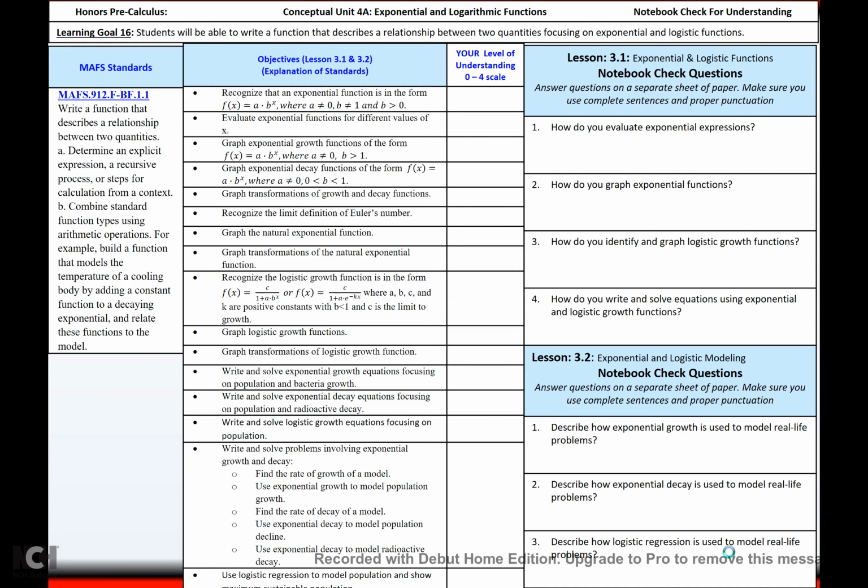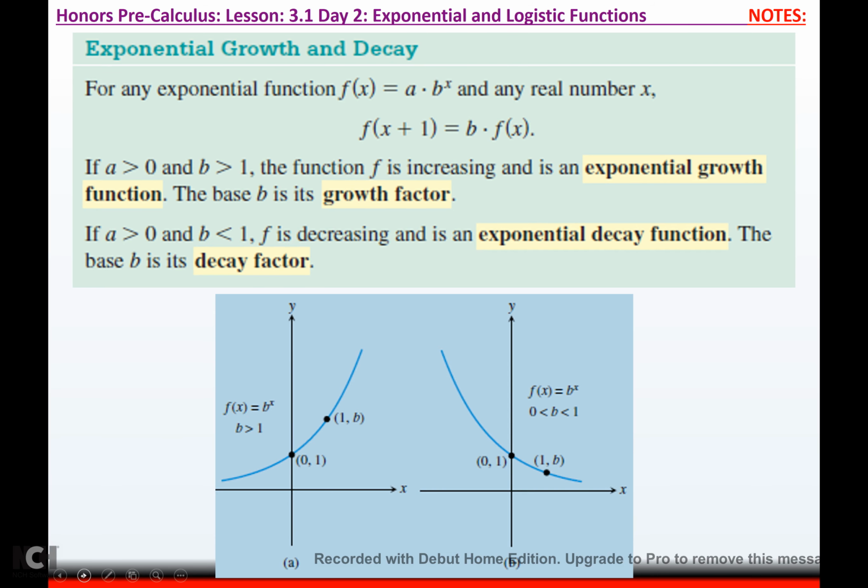All right, so we are going to continue talking about exponential and logistic functions. Exponential growth and decay. It says for any exponential function f of x equals a times b to the x and any real number x, then f of x plus 1 equals b times f of x. I don't really know what this is about, but what you need to know is if a is greater than 0, and b is greater than 0, then you're going to have a growth factor.